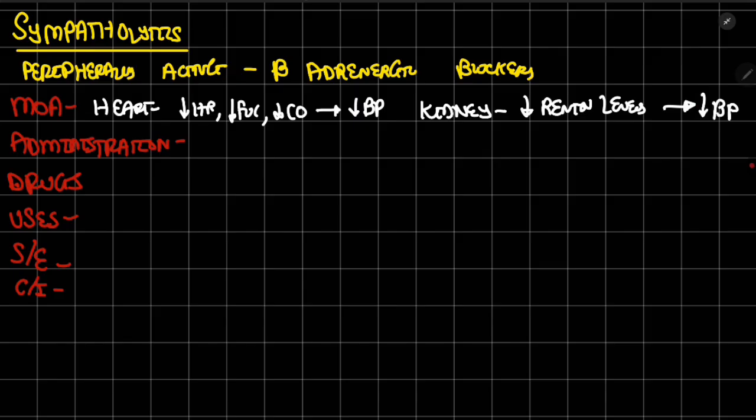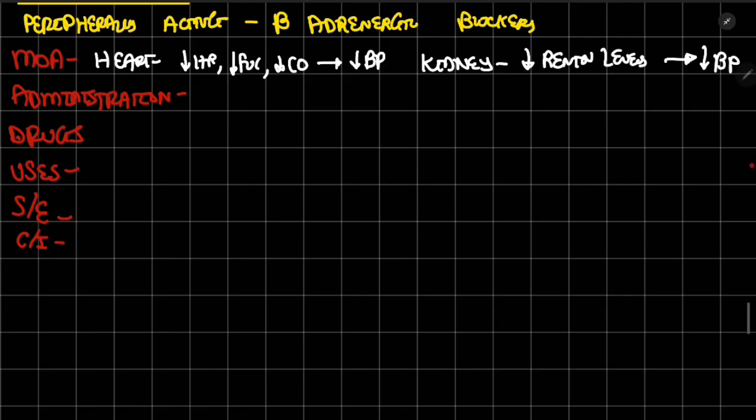Now, administration. What about the administration? They are oral drugs, beta blockers like propranolol and all, but we can also give them as IV drugs, which is esmolol, or we can give betaxolol as an IV drug.